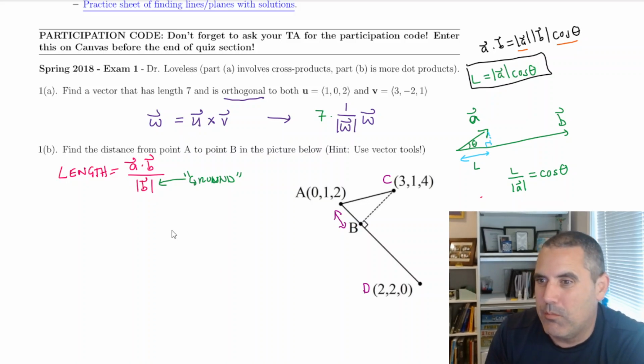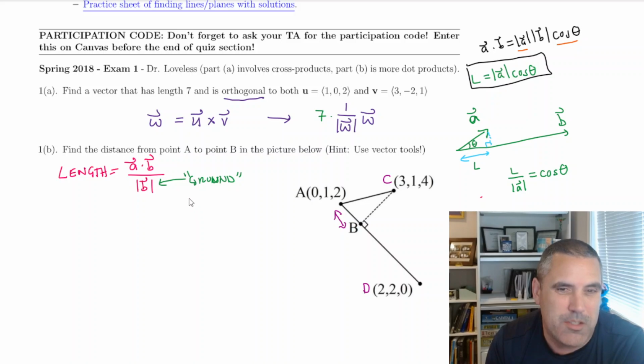So the main things to remember, if you want to use this formula, are that the vectors have to be tail to tail, and you need to figure out what the ground is. Now in this case, that means I'm going to need the vector AC, and I'm going to need the vector AD, and AD is the ground. So we are done: AC dot AD divided by the length of AD.